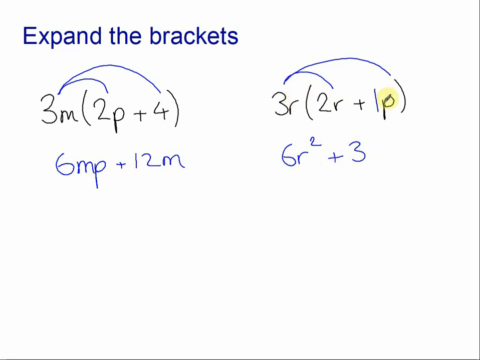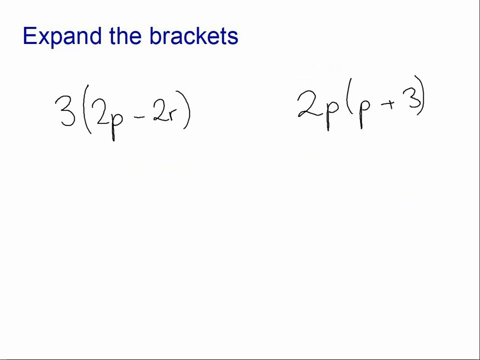We've gone R times a P. They're different letters, so we're just going to pop them next to each other. And if I wrote PR, that's fine as well, but that's alphabetical order. So I could have written 3PR. Okay? Both are right. So let's make it a little bit harder still.